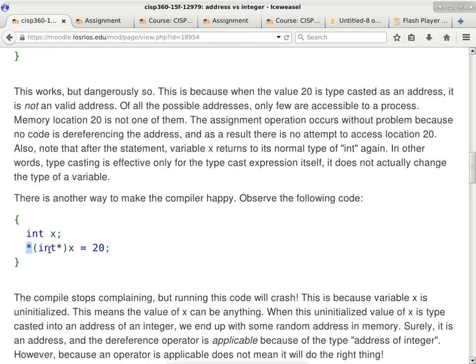Okay, so let me just repeat the entire thing. Here's x, which is just an integer. This time, with this part, I am typecasting and saying, treat the value of x as an address of an integer. But because it's an address of an integer, I can now follow the address and get to that location. That's the asterisk here. So I'm going to use the value of x as an address, go to that location, and then we store 20 as a value into that location. Which location are we talking about?